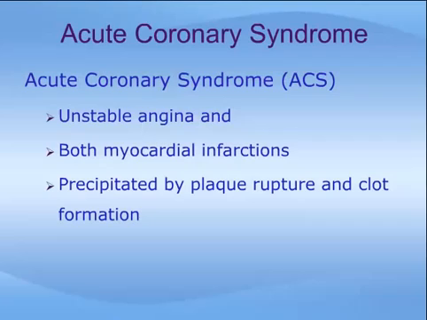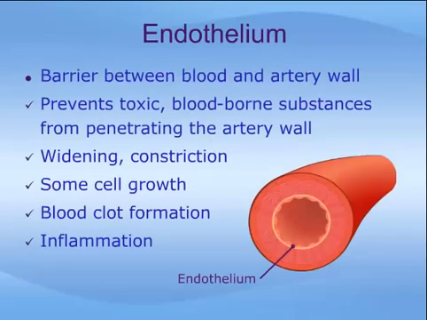The next few slides discuss the process of atherosclerosis in greater detail. Lining the inside of arteries is a membrane called the endothelium, a layer of thin, flat cells. The endothelium forms a barrier between the blood and the artery wall, and its structure and integrity is fundamental to the health of the artery. Not only does the endothelium prevent toxic, blood-borne substances from penetrating the artery wall, it also controls the widening and constricting of the artery, some cell growth, blood clot formation, and inflammation, the body's protective response to injury.